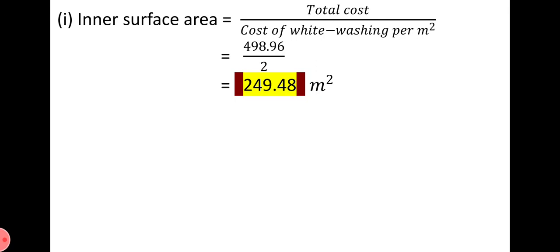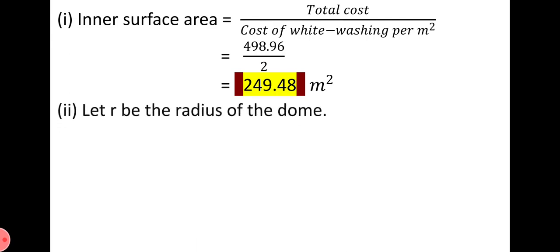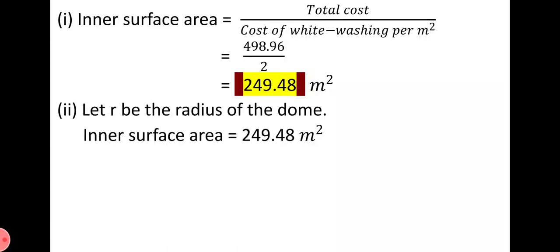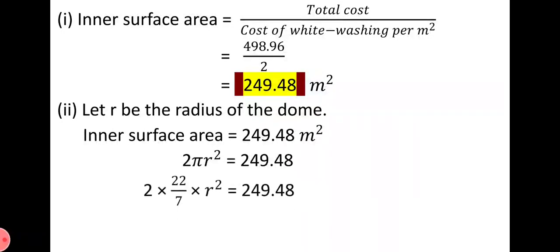Now using this area, we will first find out the radius of the dome. So for the second question, we need the radius. So first let's find the radius of the dome. That is, let r be the radius of the dome. Now inner surface area equal to 249.48 square meter. Now inner surface area is given by 2 pi r square, that is 2 into 22 upon 7 into r square equal to 249.48.